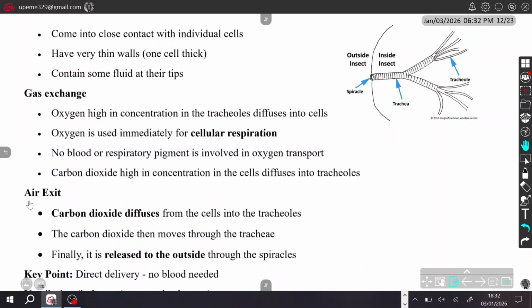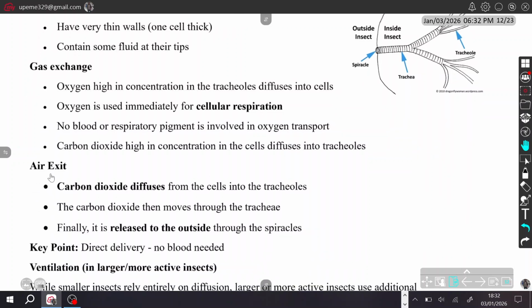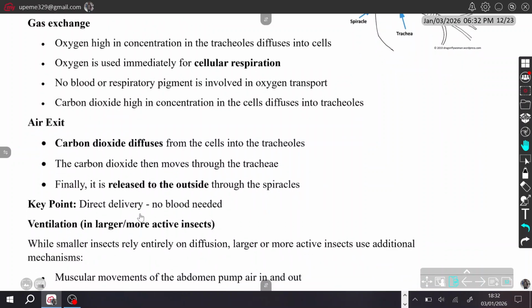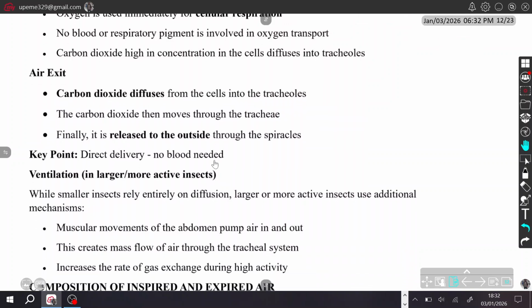So let's now talk about air exit, like air now coming out. Carbon dioxide diffuses from the cells into the tracheoles. Then the carbon dioxide moves through the trachea. Finally, it is released to the outside through the spiracles. So the key point: direct delivery, no blood needed in this system.